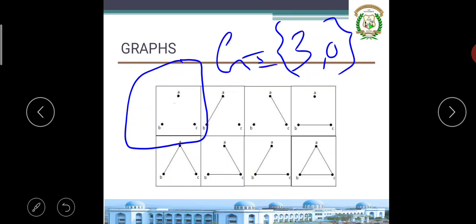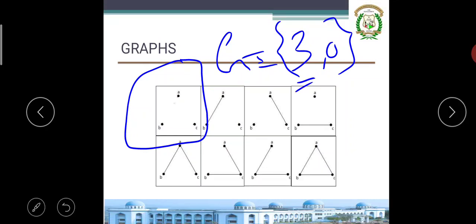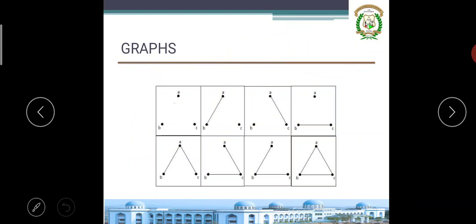The number of vertices in a graph is called the order, that is 3. Am I right? The number of edges is called the size, that is 0. This is called a null graph. In the same way, you can write the graphs for these things.